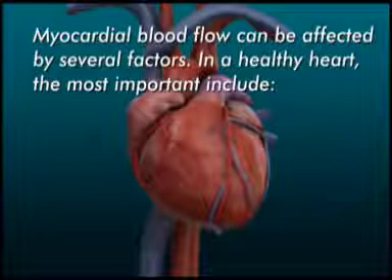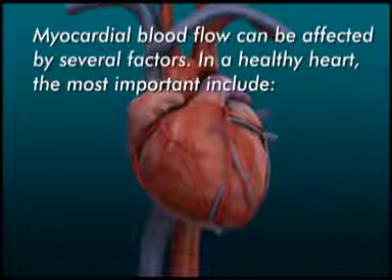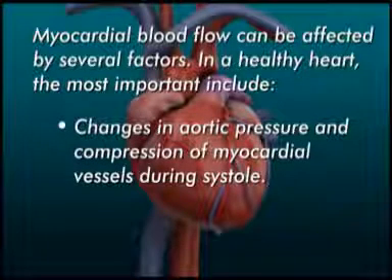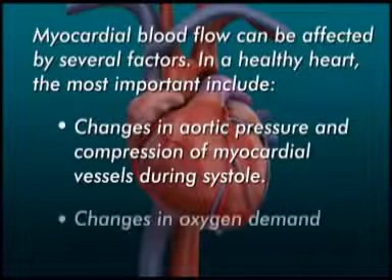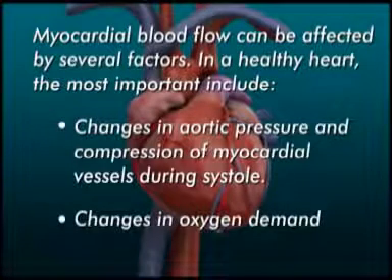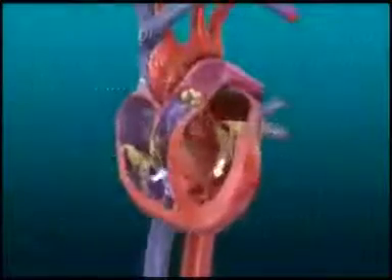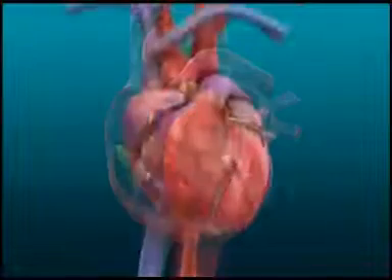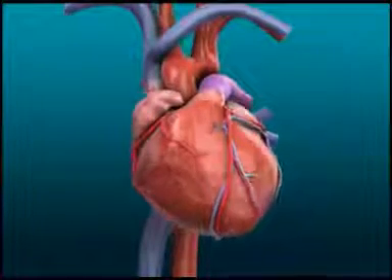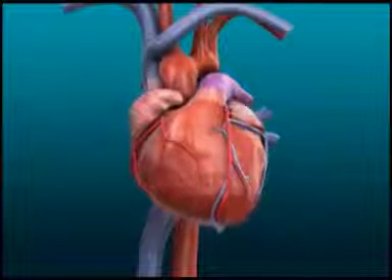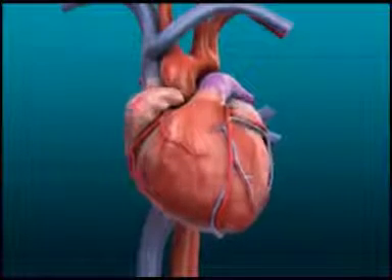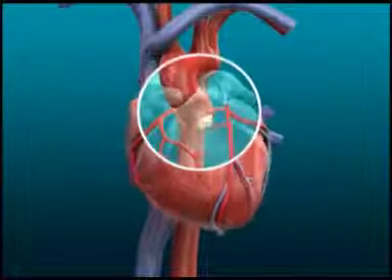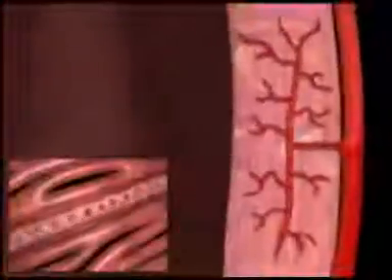Myocardial blood flow can be affected by several factors. In a healthy heart, the most important include changes in aortic pressure and compression of myocardial vessels during systole, and changes in oxygen demand. During diastole, the heart muscle relaxes and blood flows into the heart chambers. During the cardiac cycle, the contracting and relaxing heart muscle influences its own blood supply by changing the pressure in the aorta, which affects the flow of blood into coronary arteries, and alternately compressing and releasing the blood vessels in the myocardium.